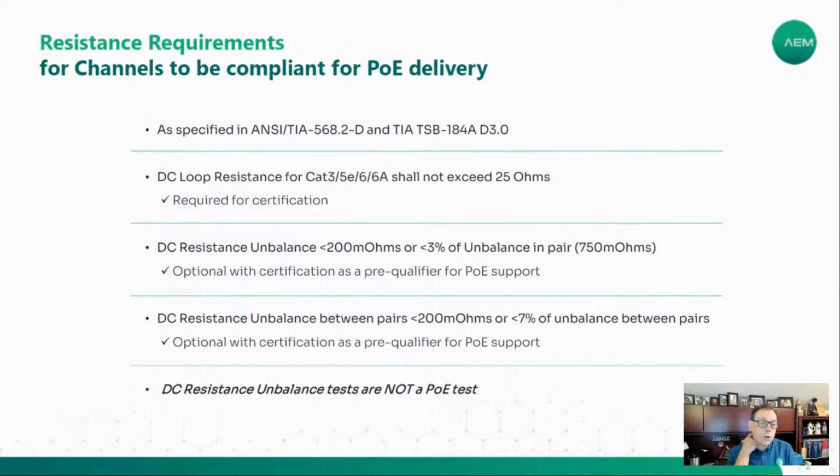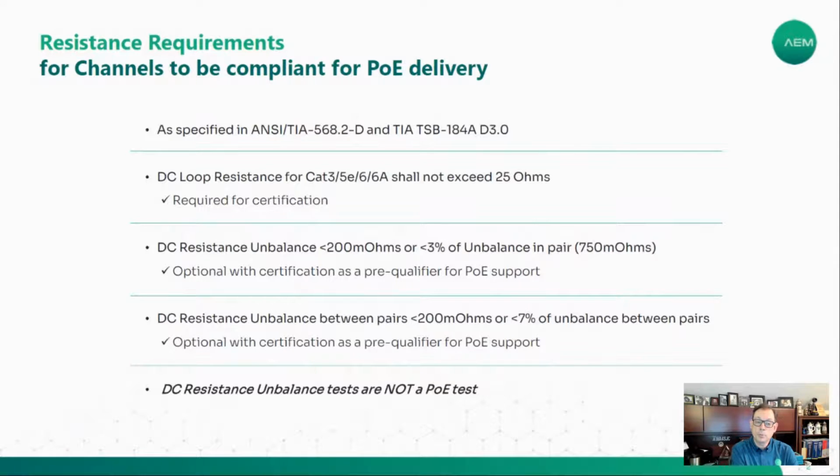So we'll start with resistance requirements. Specified per the standards, the DC loop resistance, and we're all used to seeing this. It's been in our certification tests for some time. So you have a 25 ohm loop resistance. And what that means is that round trip on that pair of copper, each pair cannot exceed 25 ohms. So as long as it's below 25 ohms, it's considered a pass.